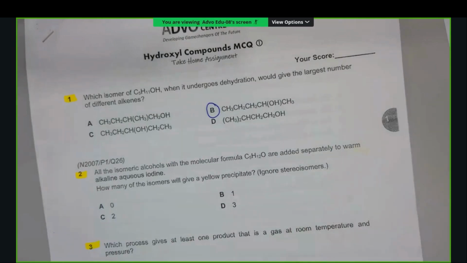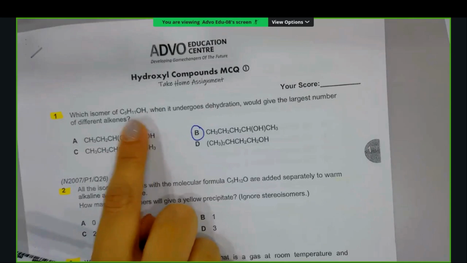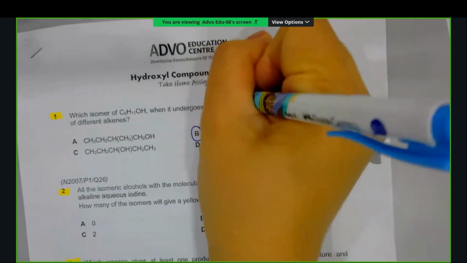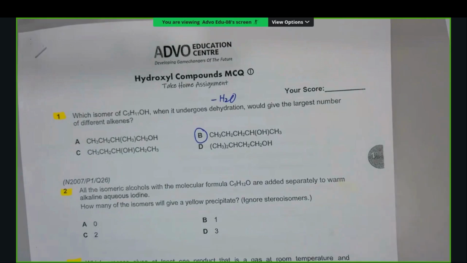Now I think we did something similar before, where the task was to remove HX, but now we remove water, right? Which isomer, when undergoing dehydration, meaning removal of H2O bonded to adjacent carbons, gives the largest number of different alkenes? Different alkenes probably means different isomers, like cis-trans or different constitutional isomers. You chose C, right?